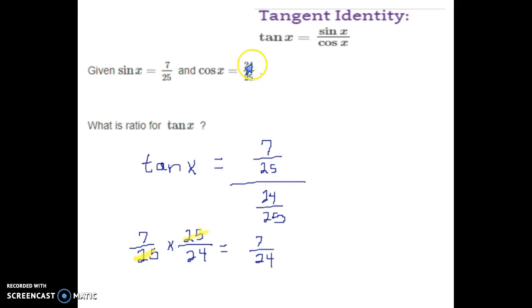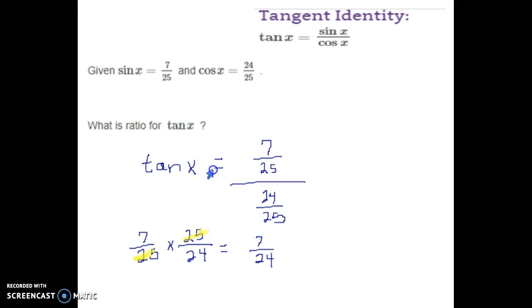The second problem, we're going to be using the tangent identity. The tangent identity tells us that the tangent of x is equal to the sine of x divided by the cosine of x. So in this problem, they give you the sine, they give you the cosine, and they want the tangent. So you're going to use this formula.